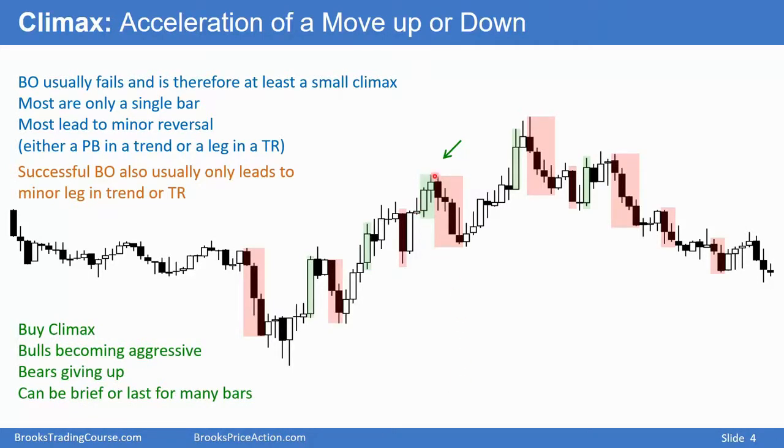A buy climax, the bulls are becoming aggressive. Instead of bears selling at the high, the bears are getting overwhelmed by bulls willing to buy at the high. That's a sign of strong bulls. That trend bar is a sign of the bears giving up. Too many bears buying back shorts, too many bulls buying aggressively. And the same right here as well.